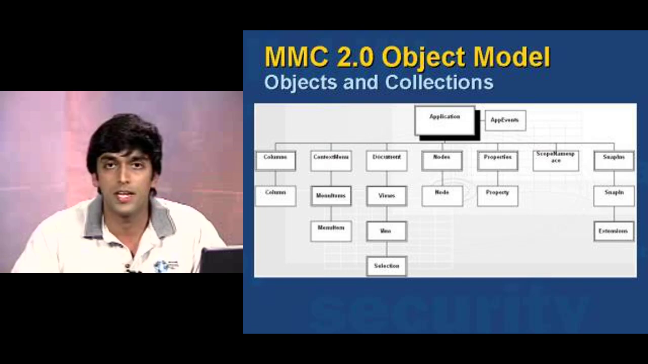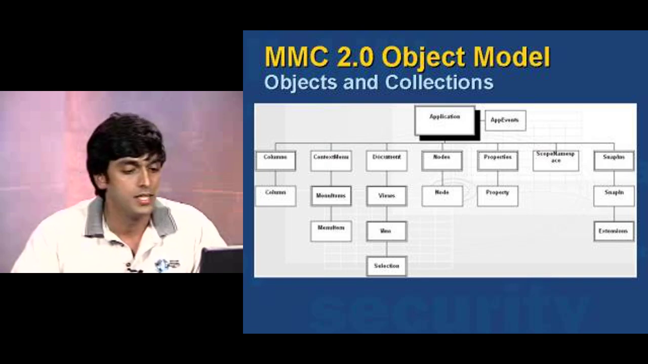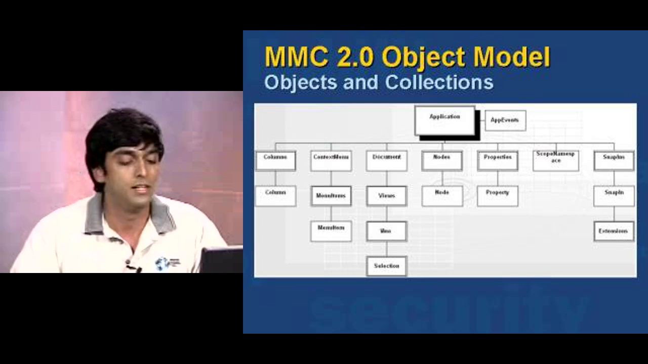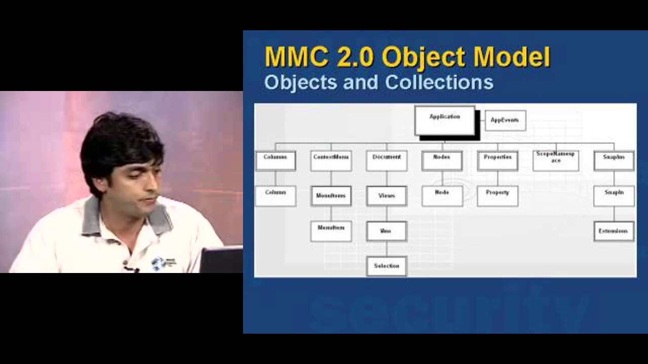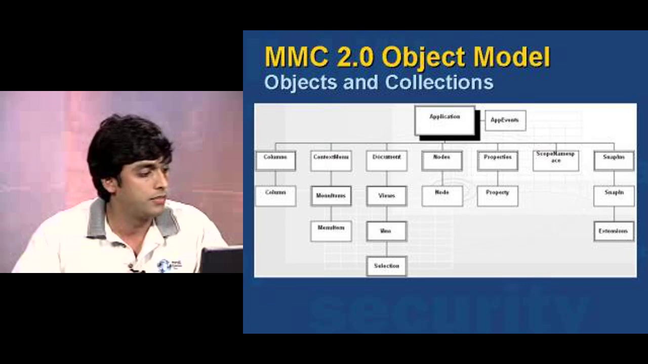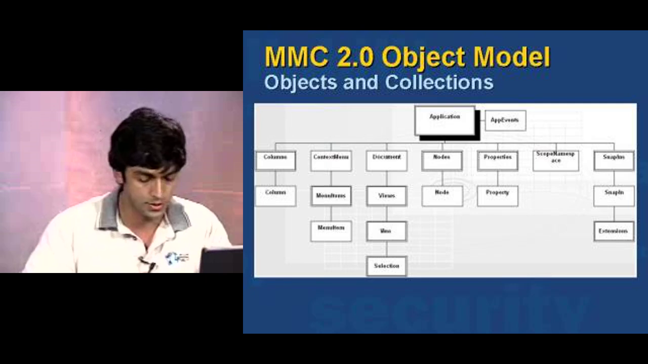The snap-ins collection represents the set of snap-ins that have been loaded into the current console file. So through script, it becomes possible to add and remove snap-ins and to enable and disable extensions individually. There are also a couple of other objects about which I won't say very much, such as context menu, menu items, the columns, and properties objects.